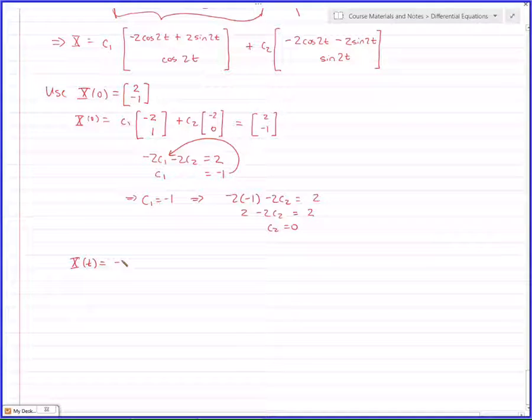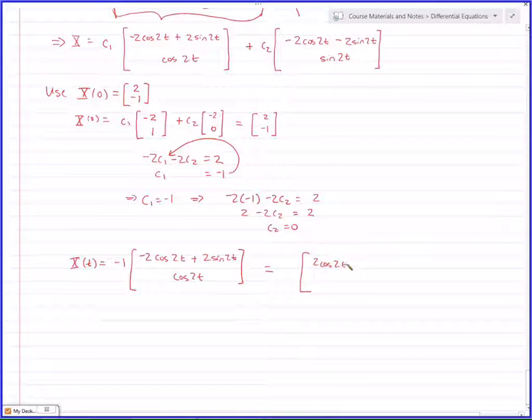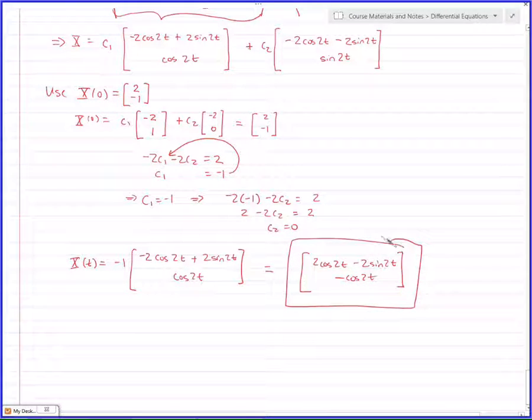So my solution is negative 1 times negative 2 cosine of 2t plus 2 sine of 2t, cosine of 2t, or 2 cosine 2t minus 2 sine 2t and a negative cosine of 2t. Right. The first is my x1 or x, and the next one is my y or my x2.